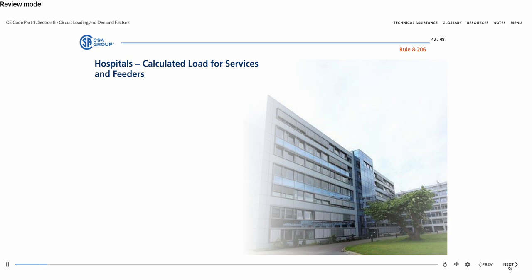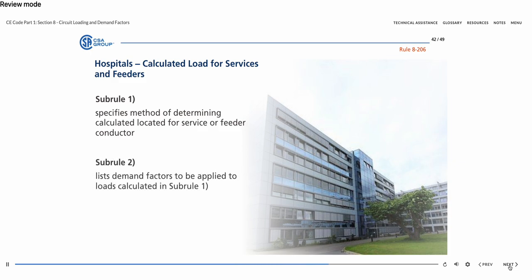Rule 8-206 provides requirements for determining the calculated load for a service or feeder conductor supplying hospitals. Subrule 1 specifies the method of determining the calculated load for a service or feeder conductor for a hospital, while Subrule 2 lists the demand factors that are to be applied to the loads calculated in Subrule 1.